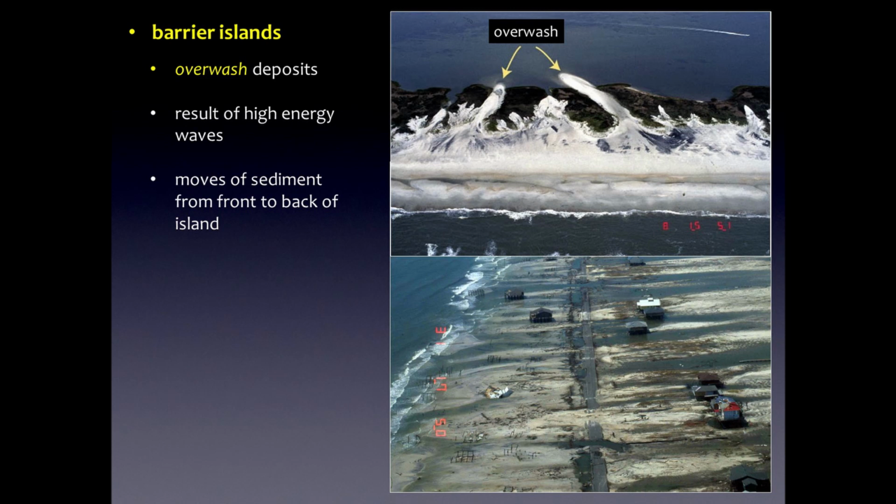How do we get high energy waves? Well, these commonly occur in association with large storms. It can be a tropical storm, a tropical cyclone, a hurricane. It could even be an extratropical storm. But the net result is this storm activity, this wave activity associated with the storm, you can also have a storm surge, will move sediment from the front of the island to the back of the island. Or if you have a house on the island, it'll move that house from the front to the back of the island or make it completely disappear. So these are known as overwash deposits because they're washing over the entire barrier island in many cases.